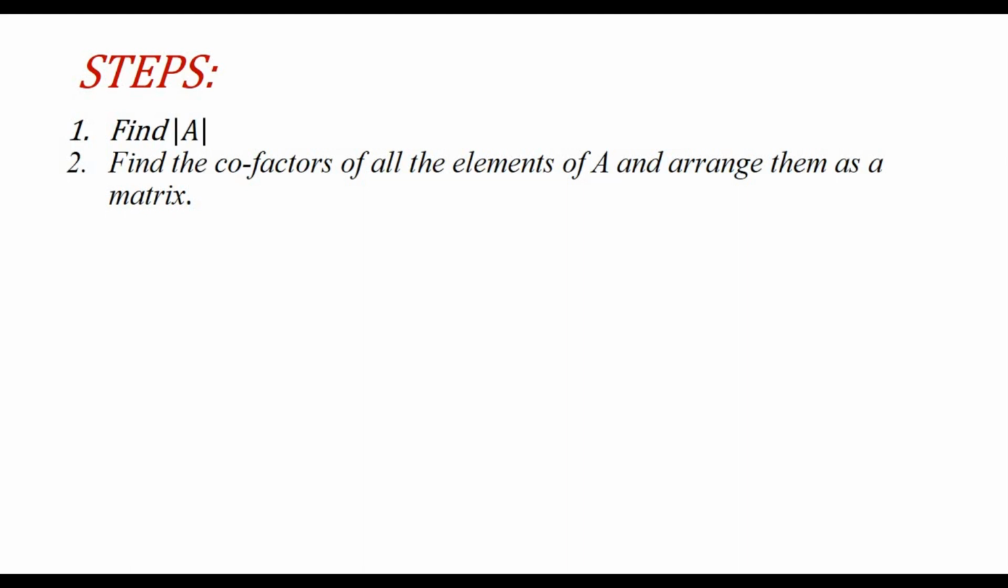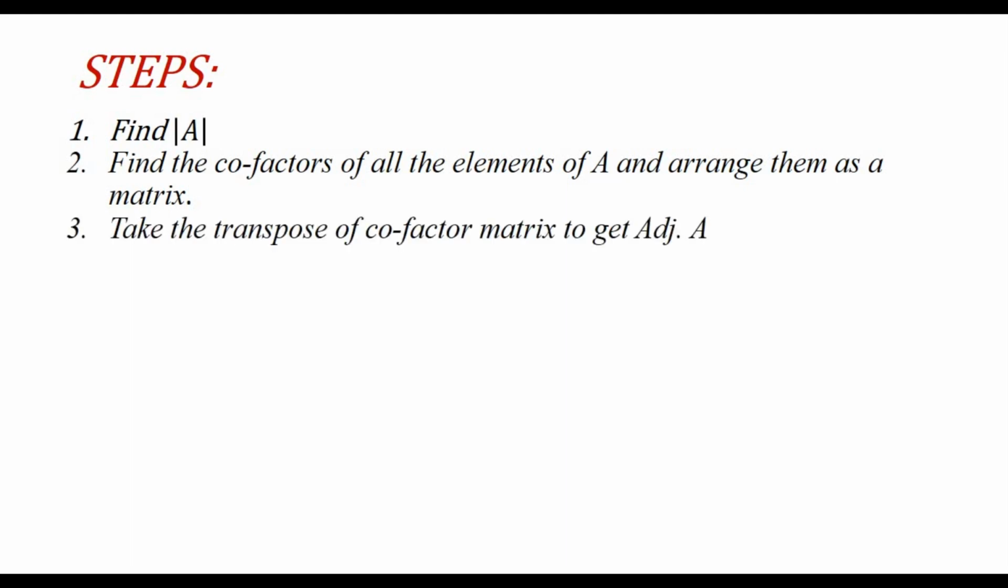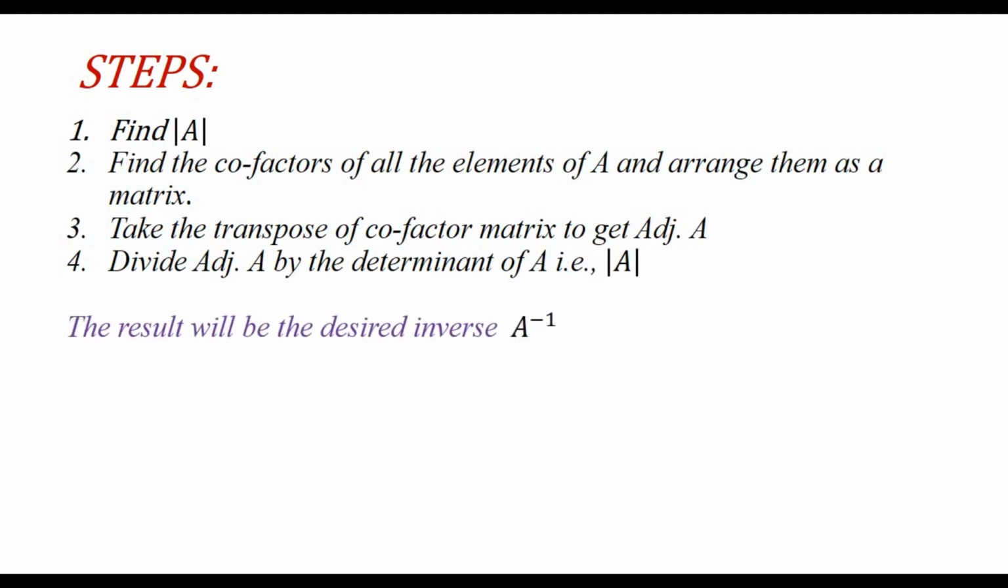The second step is that we need to find the cofactors of all elements of A and arrange them as a matrix. The third step, we need to take the transpose of the cofactor matrix to get adjoint A. What is transpose of cofactor matrix? If we take the transpose of any given matrix, then we interchange the rows into columns. You shall see this later. The next step is that we need to divide adjoint A, that is adjoint matrix of A, by the determinant of A. So the result will be the desired A inverse. Now here's again the formula: A inverse is equal to 1 by determinant A times adjoint A.